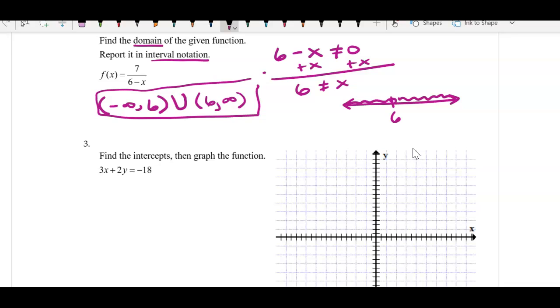Because when you're looking at the graph here, it just can't be 6. And why can't it be 6? Is it because it makes it 0? Yeah, it makes the denominator 0. We can't divide by 0, right? So we gotta be careful with that.